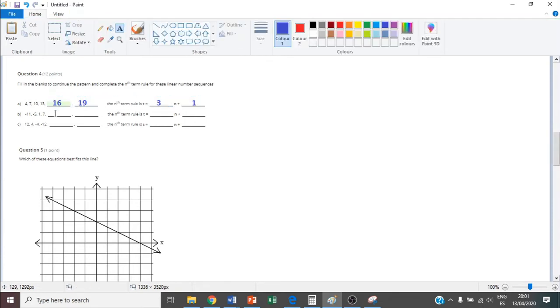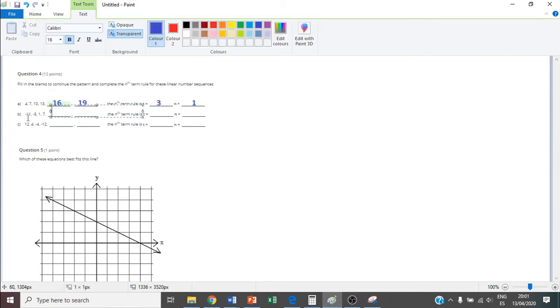Okay, the next one: negative 11, negative 5, 1, 7. These numbers are getting bigger. They're getting less negative, and then they're getting bigger. And the rule is always the same for all of them. I can tell what the rule is here. From 1 to 7, it's plus 6.